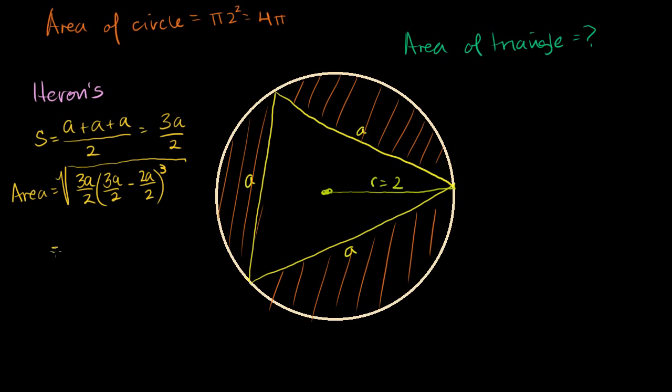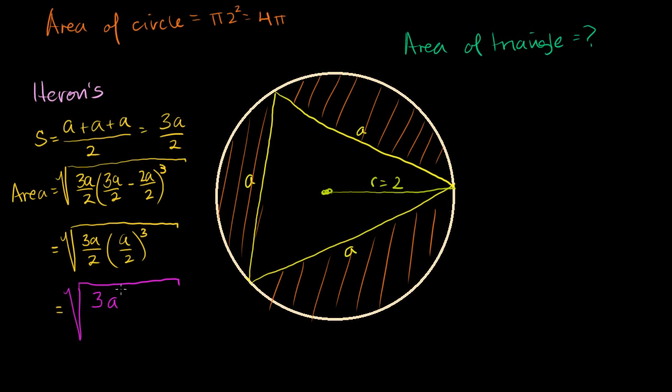So what's this going to be equal to? This is going to be equal to the square root of 3a over 2 times, and then this right here is going to be equal to 3a minus 2a, which is a. So a over 2 to the third power. And so this is going to be equal to, I'll arbitrarily switch colors, 3a times a to the third, which is 3a to the fourth, over 2 times 2 to the third. Well, that's 2 to the fourth power, right? 2 times 2 to the third is 2 to the fourth.